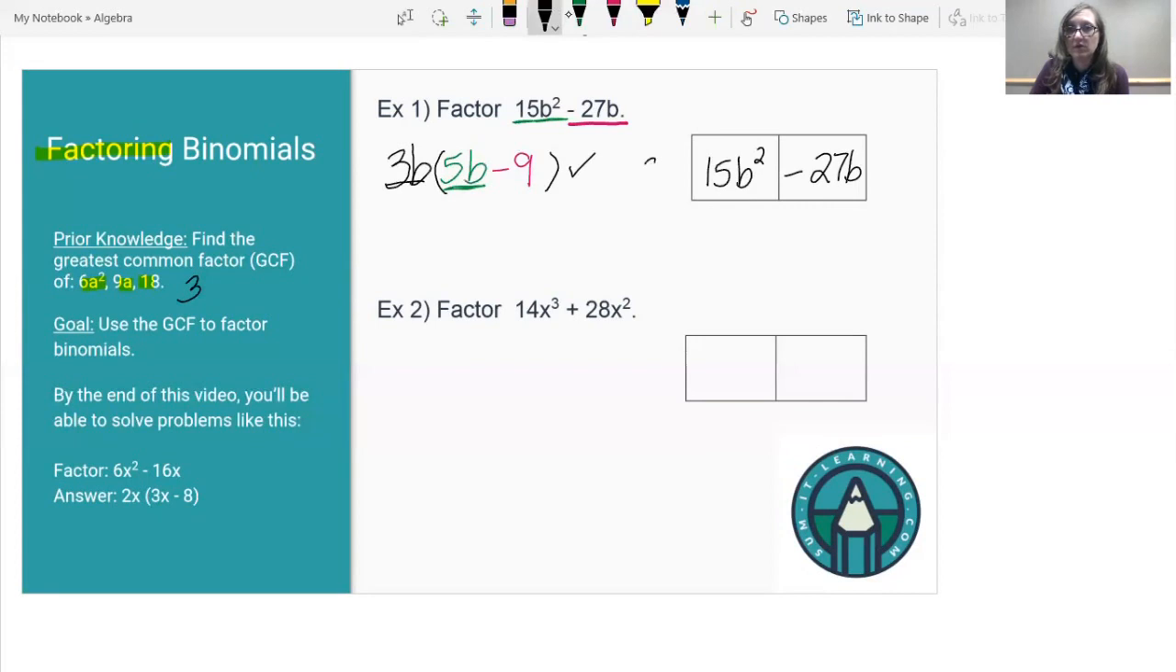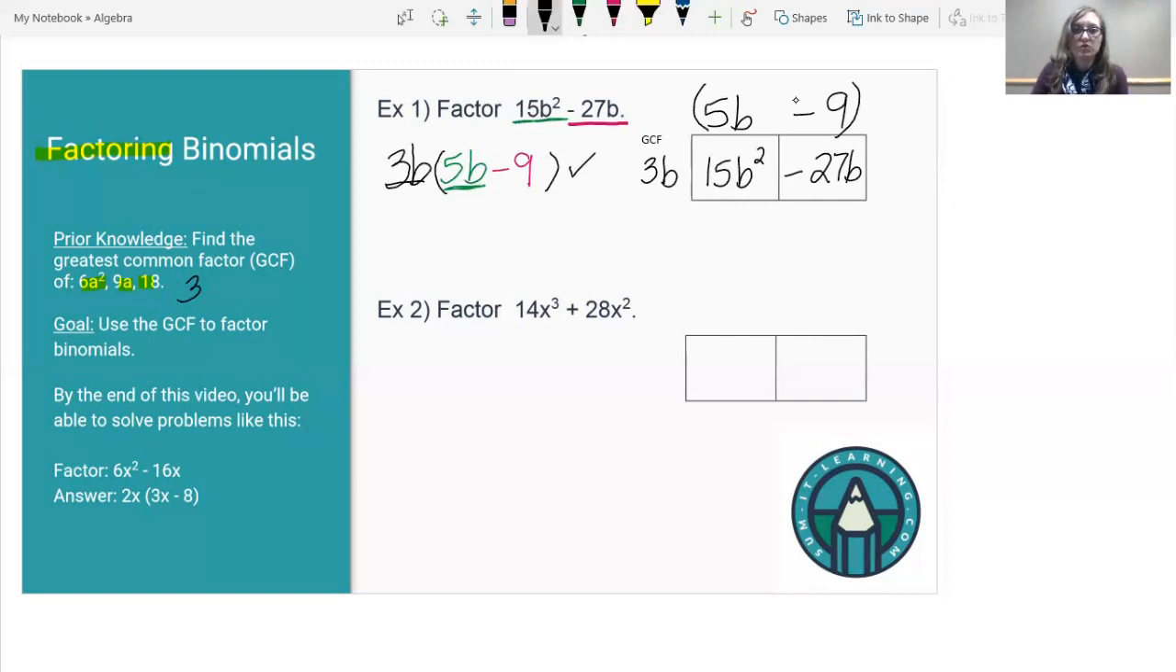So our greatest common factor goes out front here. So that's just our GCF. And then across the top, we'll write what's left. And for some people, it's just easier to visualize it using the boxes. So we have the same thing: 3 times 5 to get me to 15, and b times b to get b squared. And then 3 we'll need to multiply by negative 9 to get negative 27b. So you'll see that this part across the top, the 5b minus 9, is the same thing we got using the traditional method. So let's take a look at one more just to make sure we've got it.